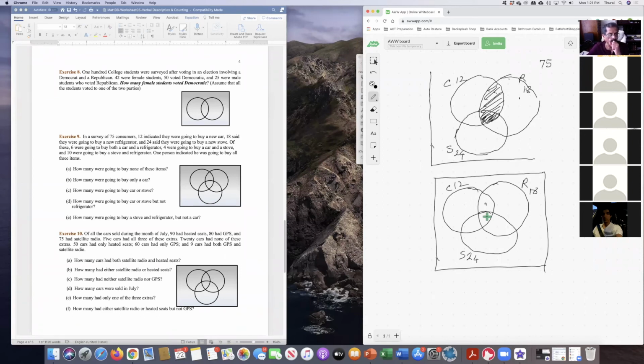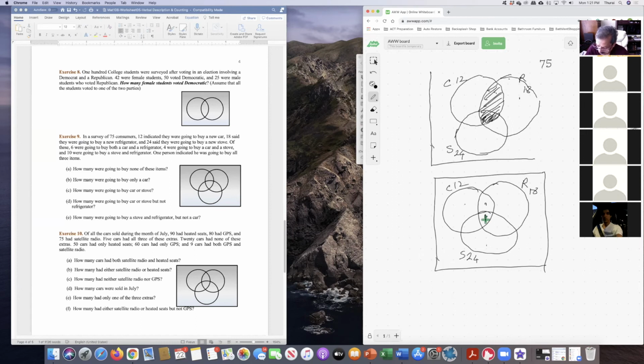And then it says 4 will buy car and stove. Again, the same thing. Car and stove will be the entire area common to C and S, and that cannot be marked yet. 10 will buy stove and refrigerator. And let's go to this last statement. One person will buy all 3 items. So where's that one going to go? Middle, the middle of all 3. All 3 sets intersect right here. This is the common area for all 3 sets. There's one person in that section.